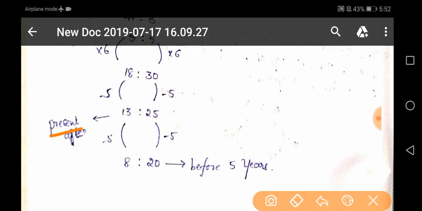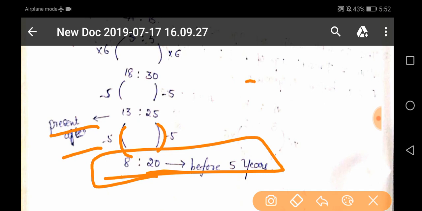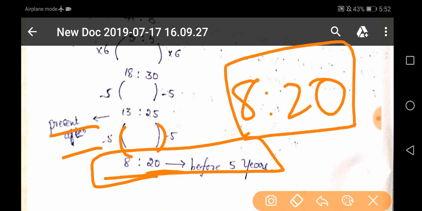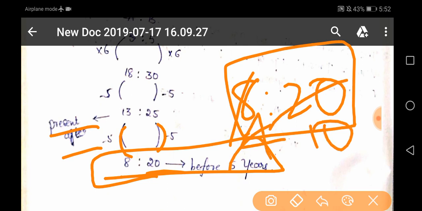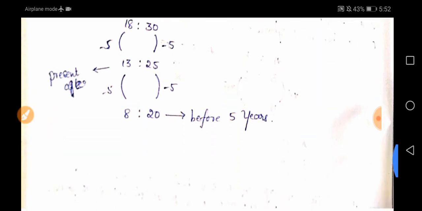And here the present age is this, right? So we have to find out before 5 years. So minus 5, 13 minus 5 is 8, 25 minus 5 is 20. So before 5 years, the A is to B ratio is 8 is to 20. Or just solve it by 4, and 10, sorry, 2 and 5. So it comes 2 is to 5. That's all. This is how we will solve the problems on ages.